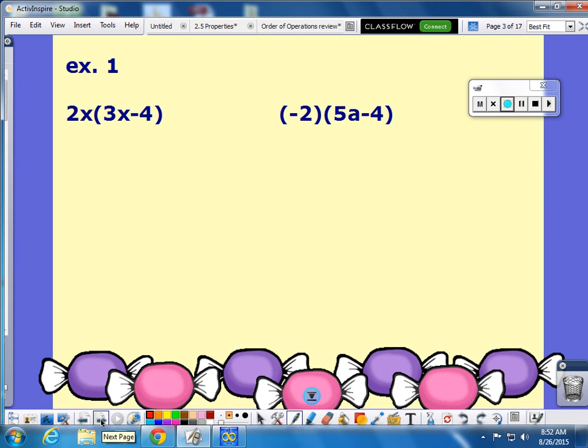Alright, let's look at example 1. X plus x is what? 2x. X times x is x squared, okay? So 2x times 3x is 6x squared, and 2x times negative 4 is negative 8x. And I have simplified because I have removed parentheses. And are there any like terms to combine? No, you have to have like terms. The same variable with the same exponent.